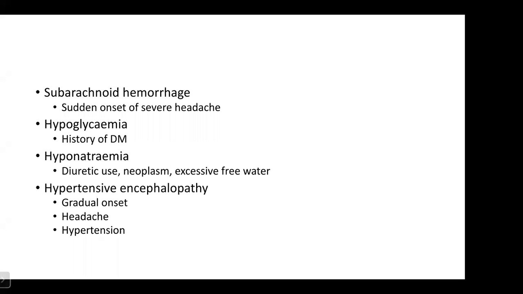Dyselectrolytemia, especially hyponatremia, may result in neurological problems. If the sodium level decreases to less than 120, then neurological problems may develop. But mostly neurological issues develop at less than 105. But it may develop after 120 also, if the sodium is less than 120. So we must look at the electrolytes also. And in which conditions does hyponatremia occur? One is diuretic use, another is neoplasm, and excessive intake of free water by the patient.